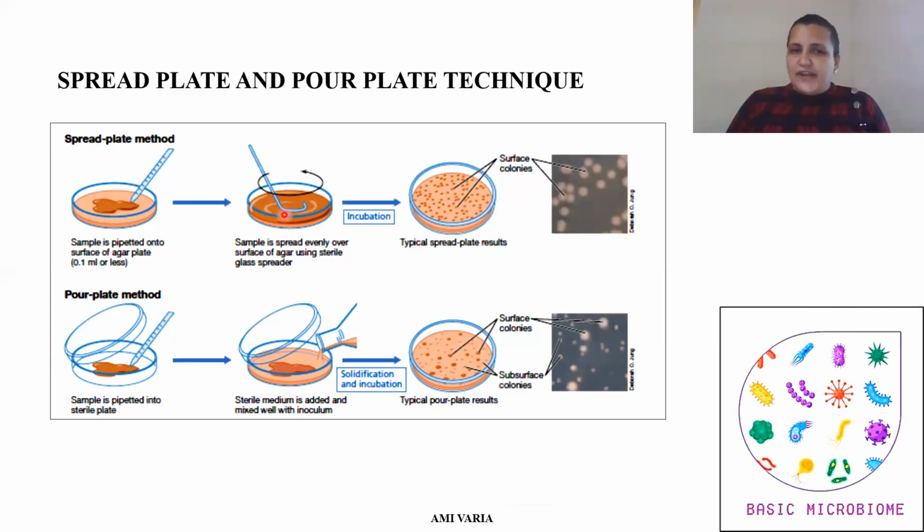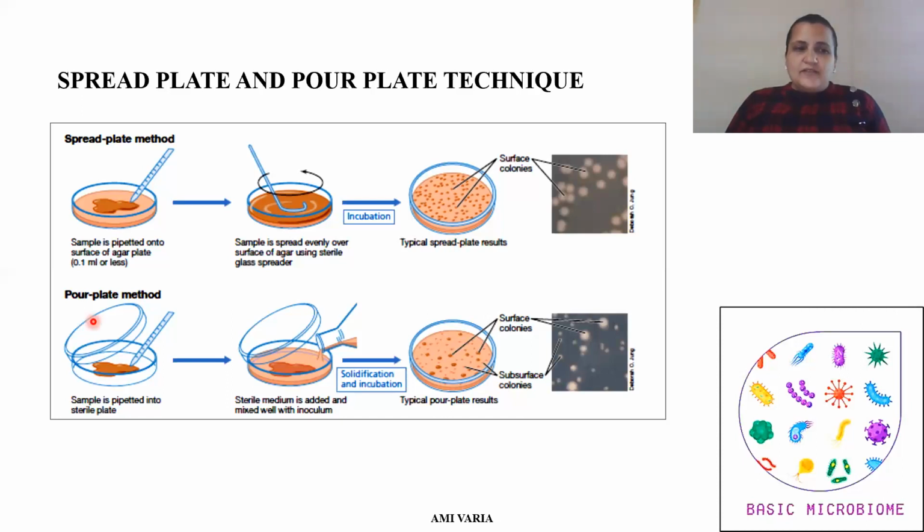After spreading, the plate is incubated at the required temperature and incubation time. Then after incubation, we can easily observe the typical colonies present on the surface of our plate. By counting these colonies, we can find out the CFU or SPC. What is CFU? Colony forming unit, and SPC is standard plate count.